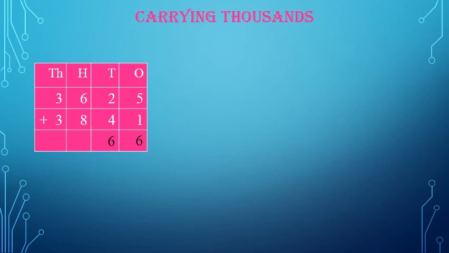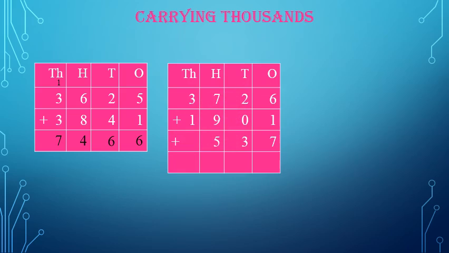Third step is add the hundreds. 6 plus 8 is equal to 14. So write 4 under hundreds column and 1 is carried over to the thousands place. 3 plus 3 is equal to 6. 6 plus 1 is equal to 7. Next example is 3726 plus 1901 plus 537.